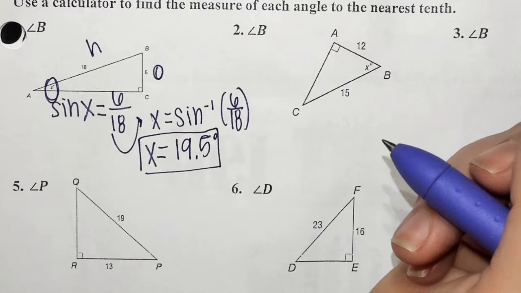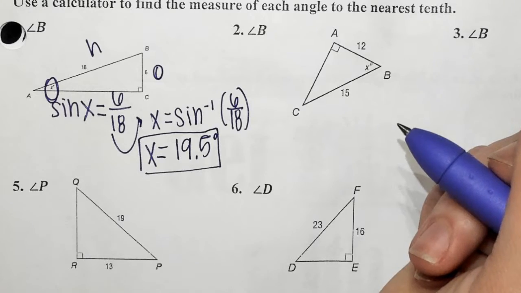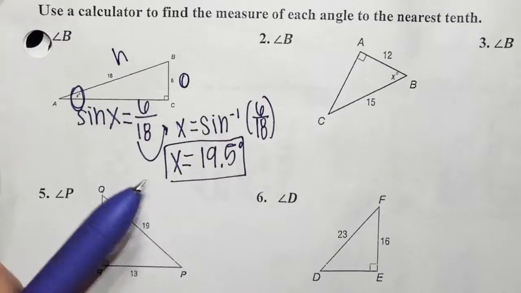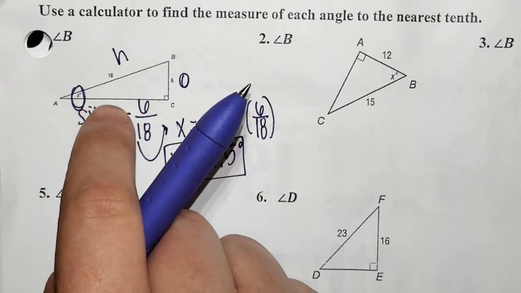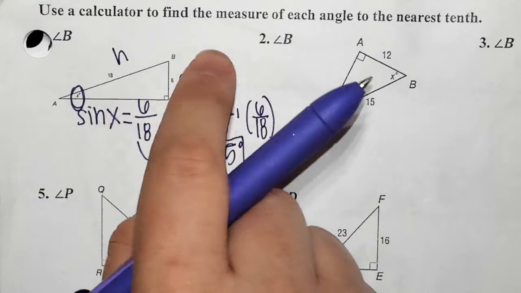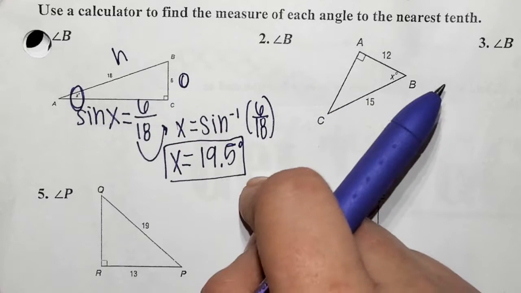Pretty cool, huh? Well, did you not? I said that we're going to find x. I'm kind of overriding the rules. But if we did want to find b, wouldn't we just do 180 minus 90 minus 19.5?